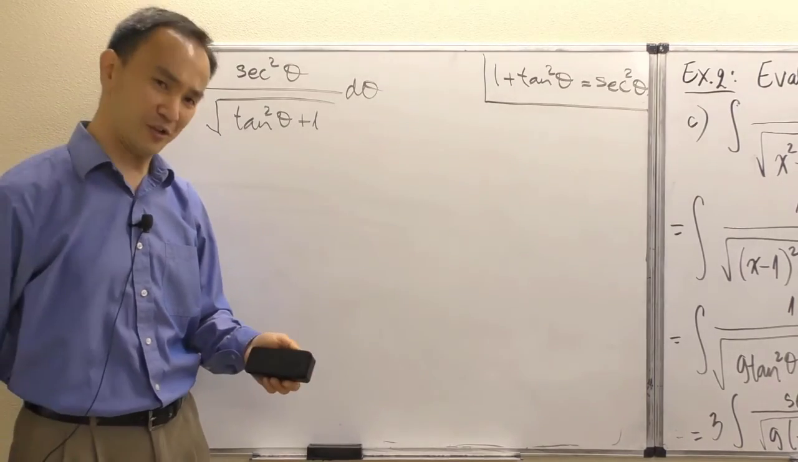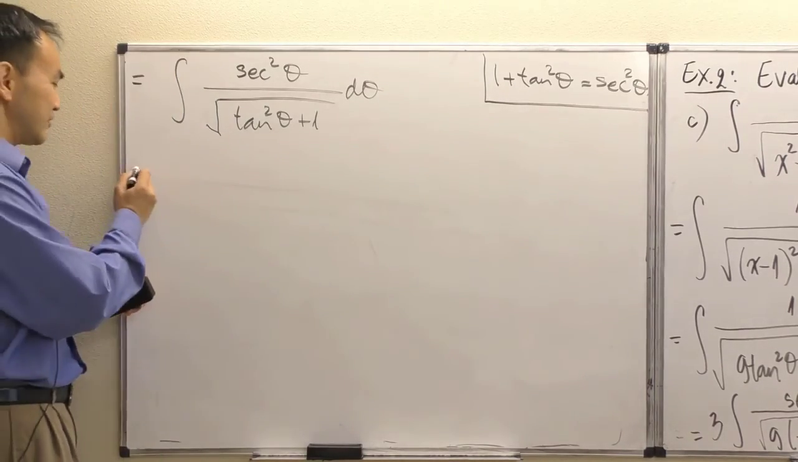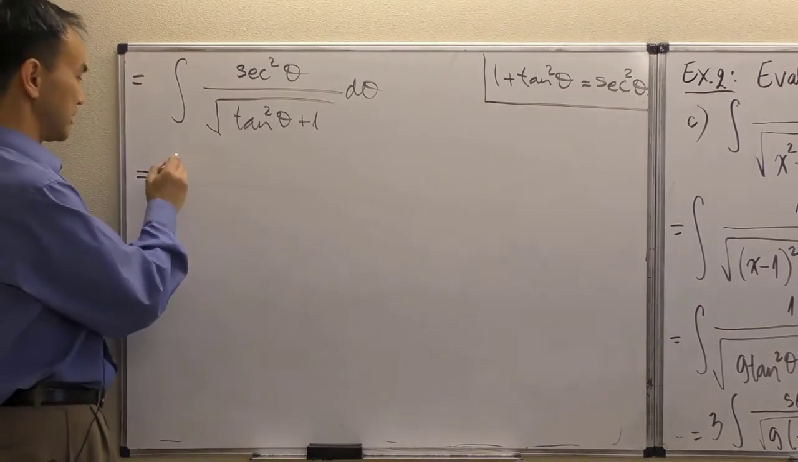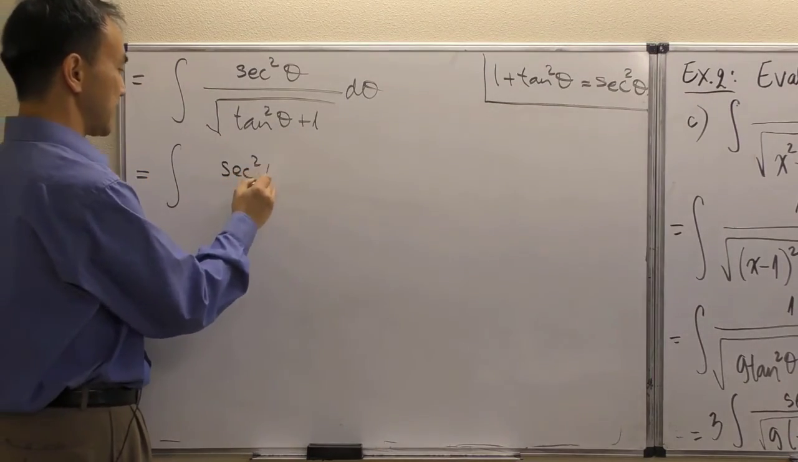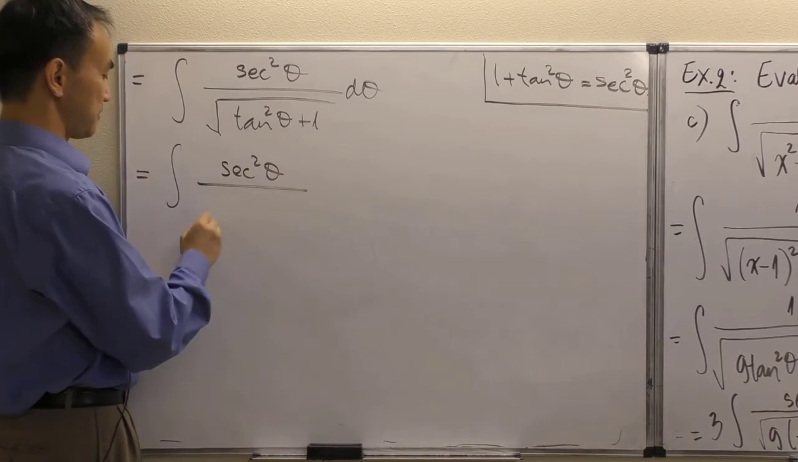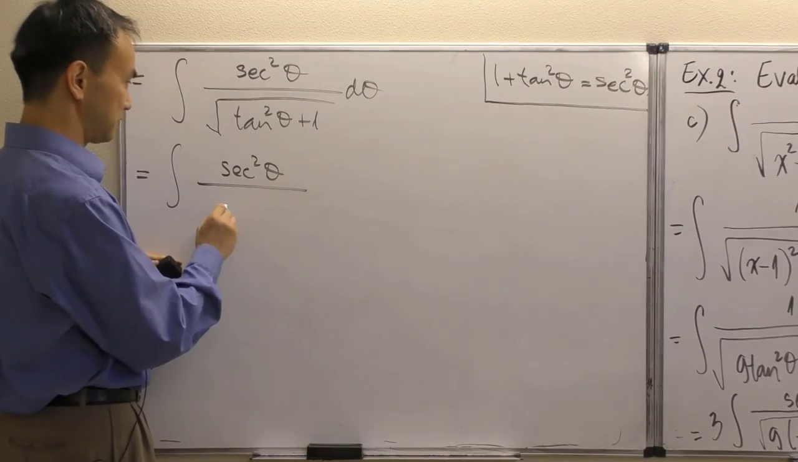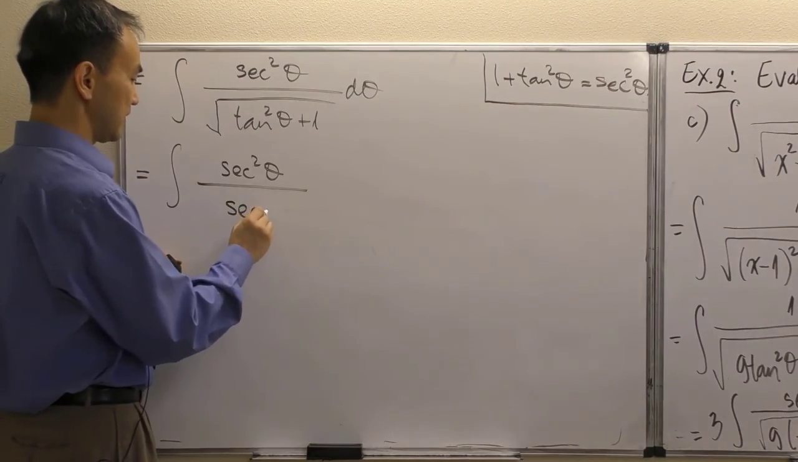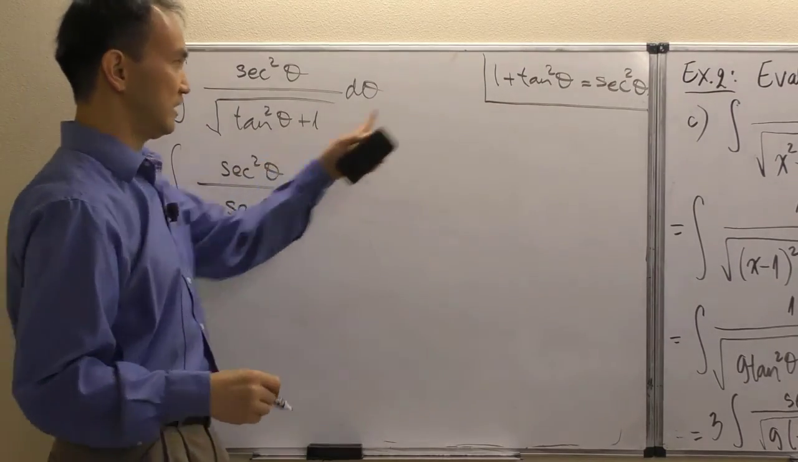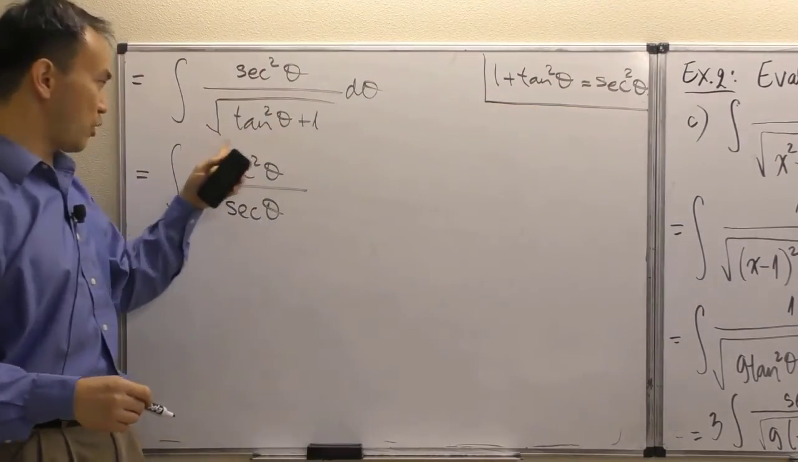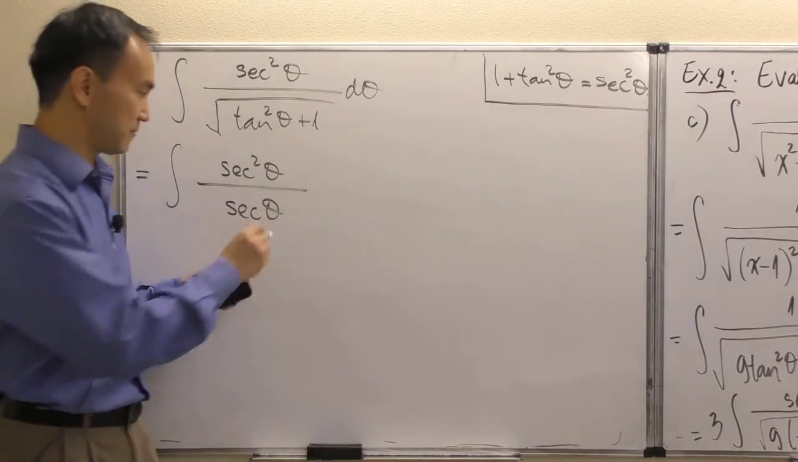So now we got secant squared of theta, and then we divide it by, very much like part B that I did, and so it's going to reduce down to secant of theta, simply because all that here is a secant squared. Taking the square root of secant squared gives me secant of theta.